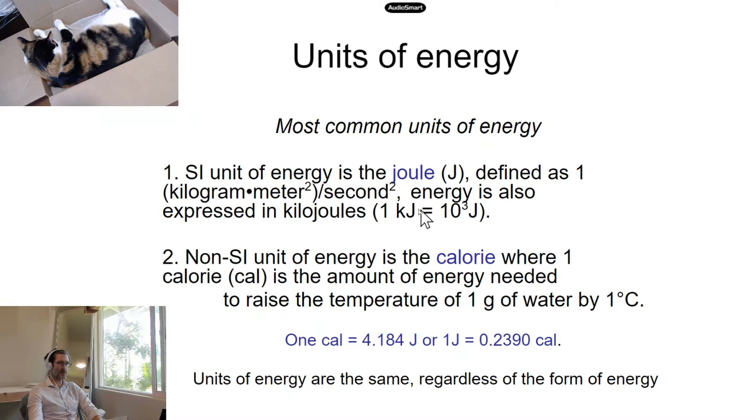And we also talk about kilojoules, where 1 kilojoule is 1,000 joules, or 10 to the 3 joules. And we can convert between these two through this conversion ratio. So 1 calorie is equal to 4.184 joules, or 1 joule is equal to 0.2390 calories. So the units of energy are the same regardless of the form of energy. Heat and electricity and light, any kind of energy, can all be expressed using joules. Because energy is just a thing that can do work.